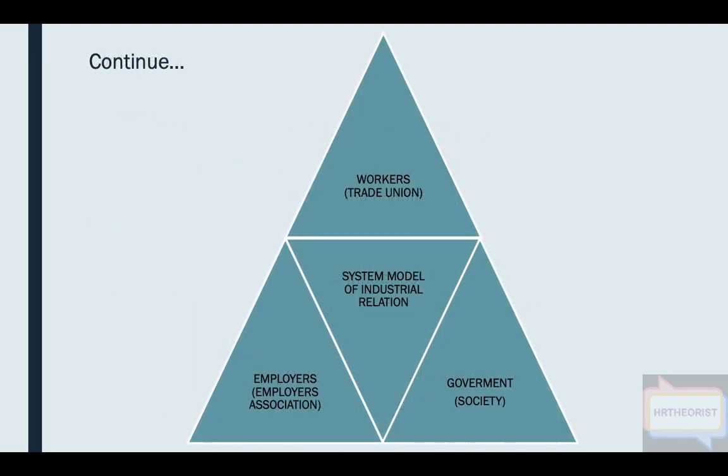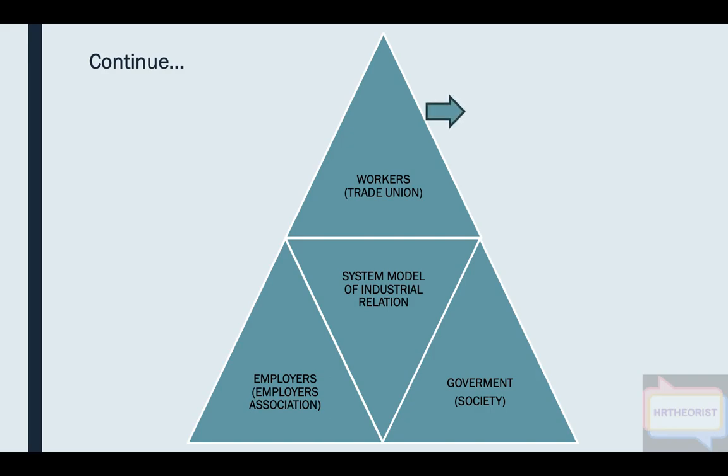The fourth and the last contribution, system model. Dunlop developed the system model of industrial relations, which emphasized the interrelationships and interactions among various actors and institutions in the employment relationships. Let's understand each actor. Workers, that is trade union.